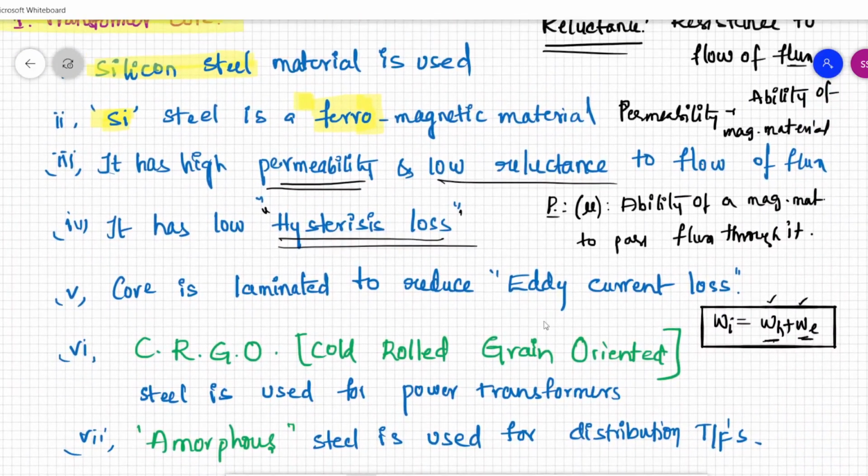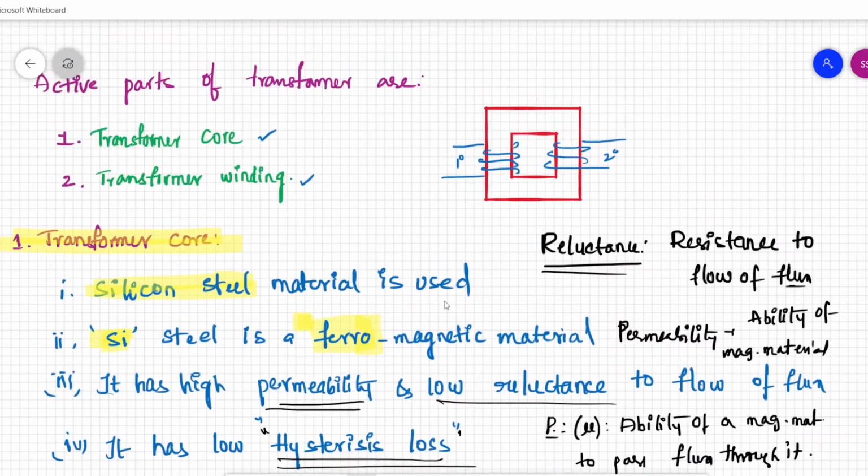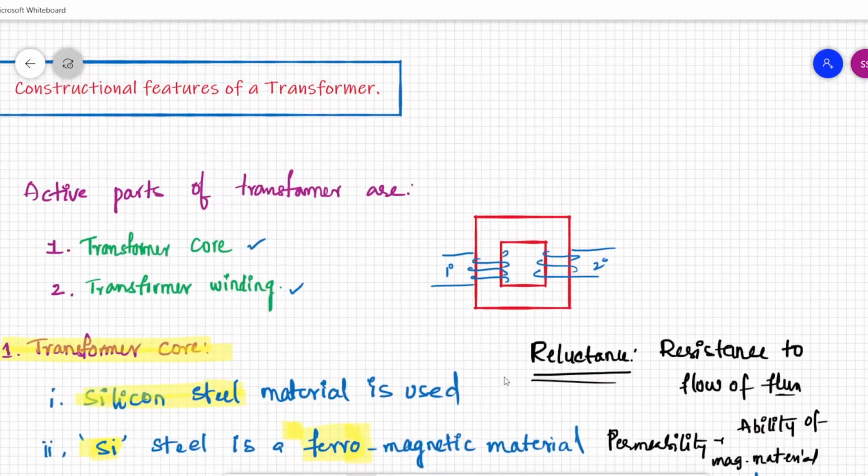By using this silicon steel, we get low hysteresis loss. And to reduce eddy current loss, we laminate the core. The core is laminated to reduce eddy current loss. So what is a lamination? Here, this is the front view of a core. Lamination means a small sheet. So we cut the core into small sheets and put them together.